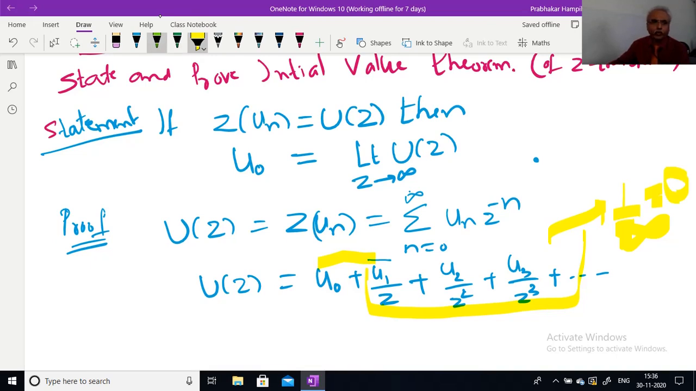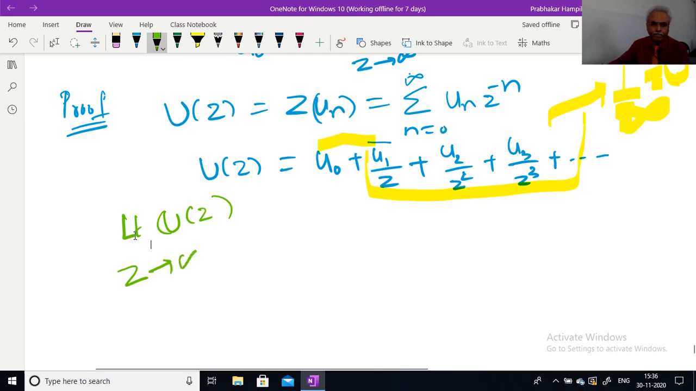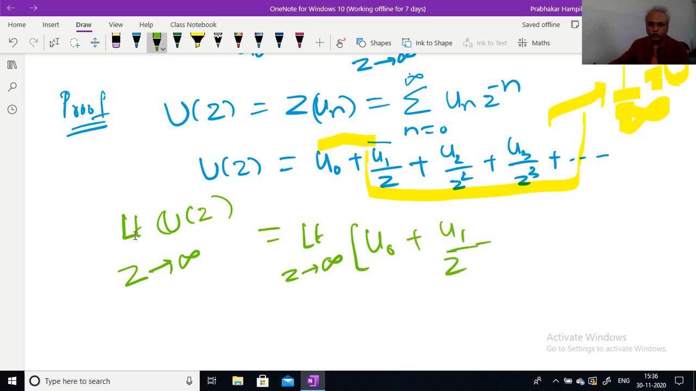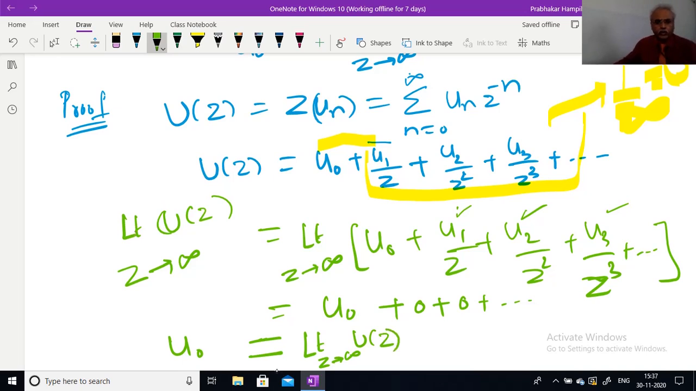So let us take the limits then. The limit of the left hand side as z tends to infinity equals the limit of the right hand side as z tends to infinity, u0 plus u1 by z plus u2 by z square plus u3 by z cube and so on. We assume that u0, u1, u2, u3 are finite constants, so the second term is 0, the third term is 0, the fourth term is 0. We are left with the constant, which remains as it is. The remaining parts are zeros. So if I reverse the sides, u0 is nothing but the limit as z tends to infinity of the entire z function. That is, without knowing the n function, we can find u0. This is the beauty of this theorem.